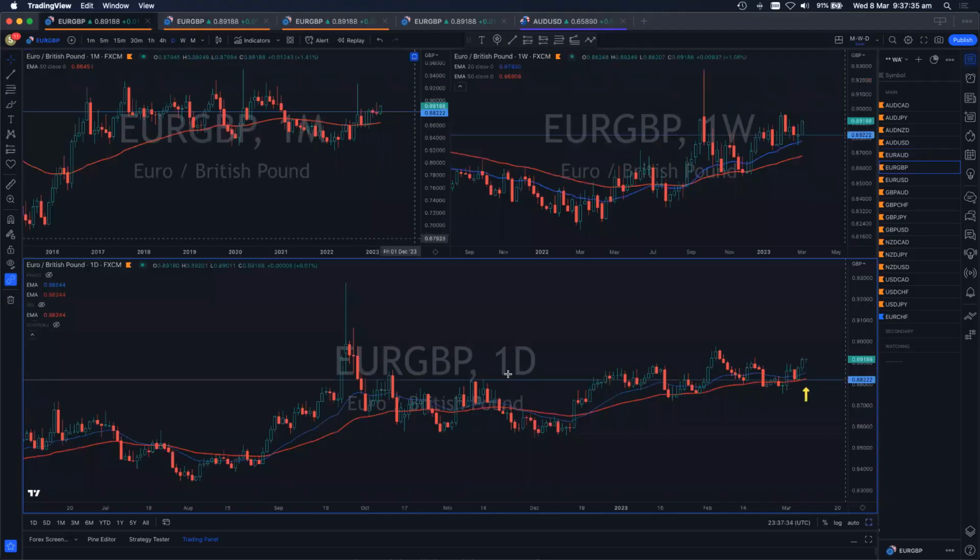Euro pound, a bit different. Right, we have strength in Euro pound. We've been testing the daily 50 for a while, and then we've got a couple of bullish days, and that looks like it might continue.